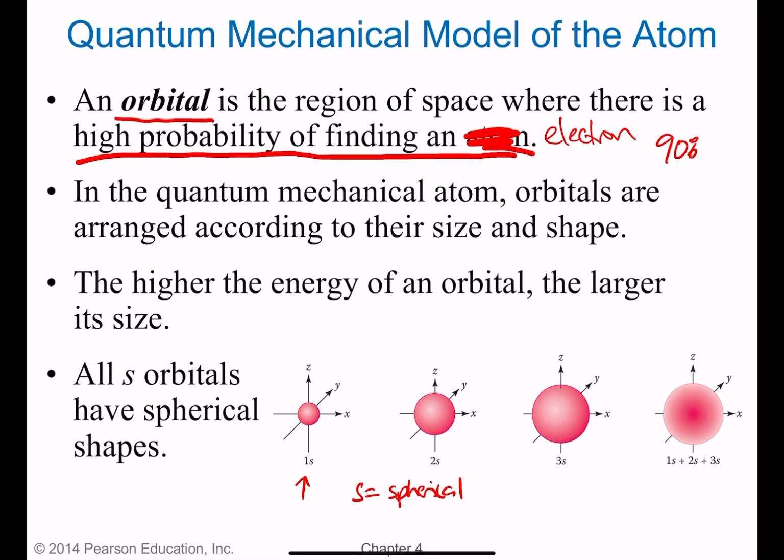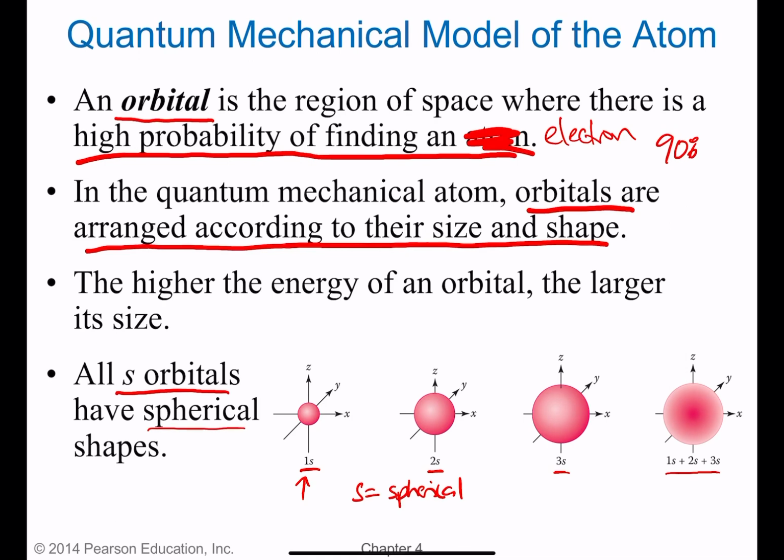In the quantum mechanical atom, orbitals are arranged according to their size and shape. So that S, these are spherical. And if you were to put them all together, the P has another shape and D has another shape, and we'll see those in just a minute. But all S orbitals, regardless of which level they're on, have a spherical shape. The higher the energy of an orbital, meaning like level 2 or level 3 or level 4, the larger its size. So that's why this 1s orbital is smaller than the 3s.